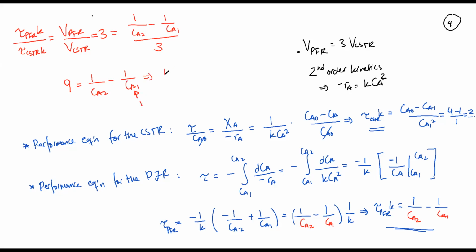So basically 10 is equal to 1 over CA2. So CA2 will be 0.1 and the units are mole per liter. And this is the answer to problem number 2. Is this what they're asking for? Yes, find the concentration at the exit of the plug flow reactor. So that concentration will be 0.1.